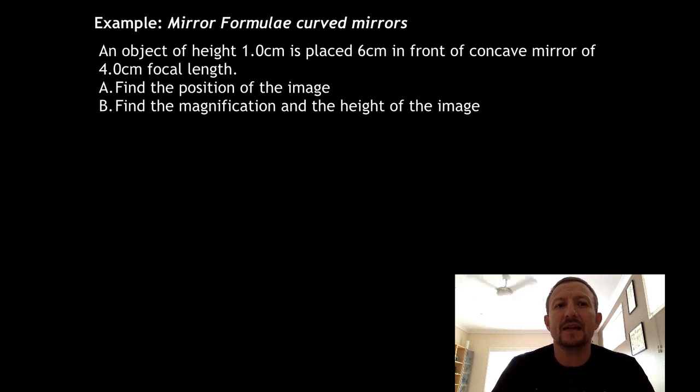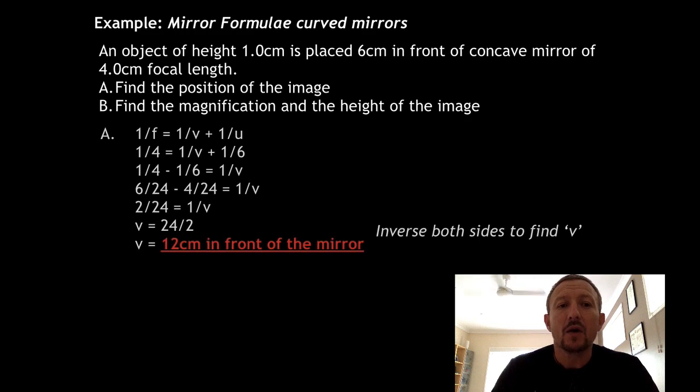Okay, so here's our example. We've got an object of height 1 centimetre placed 6 centimetres in front of a concave mirror of 4 centimetre focal length. We've got to find the position of the image, and find the magnification and the height of the image. So question A, we've got to find the position of the image. We know what f is, and we know what u is.